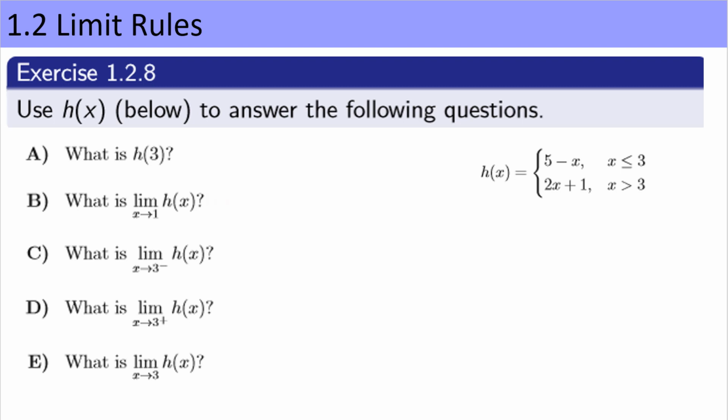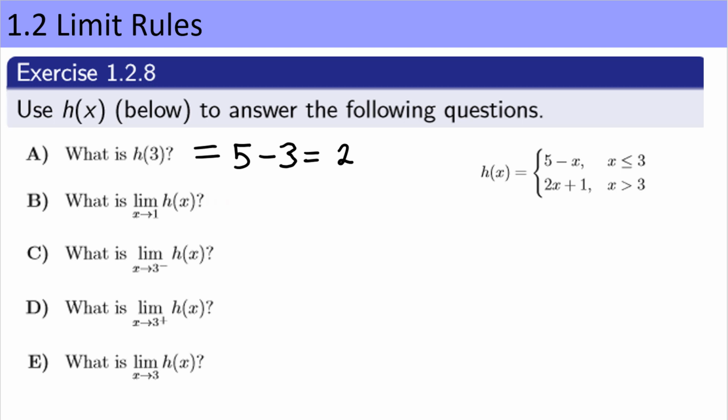A, what is h of 3? We want to evaluate the function at 3, and so we use the first piece because of the equal to or less than, and so this value we would compute as 5 minus 3, or 2.